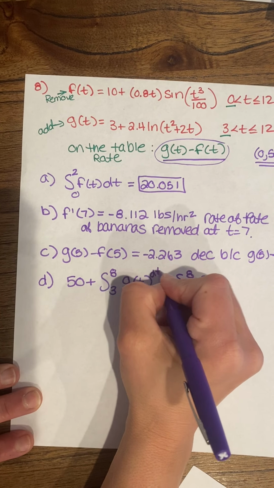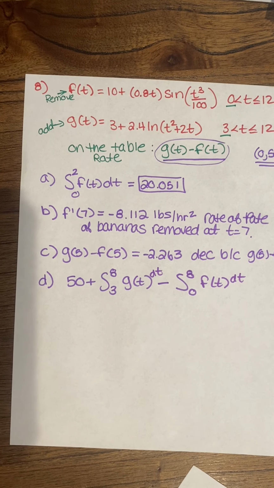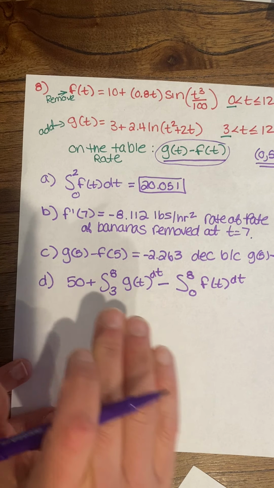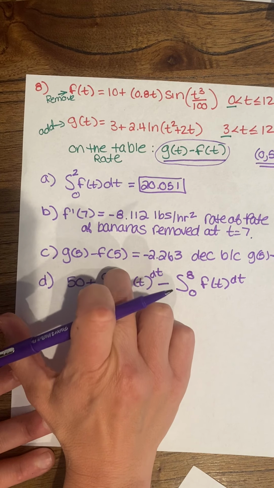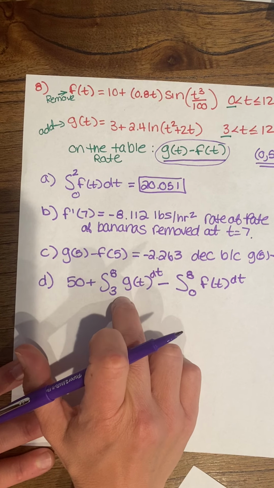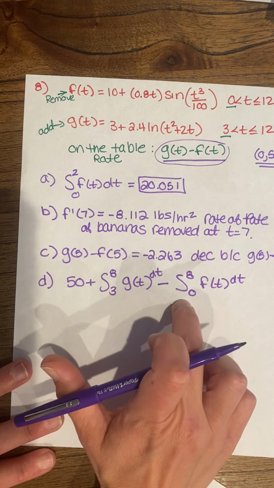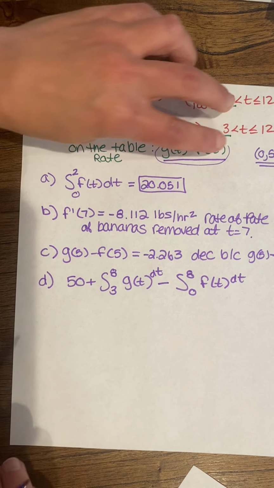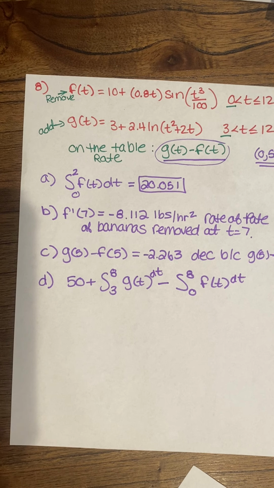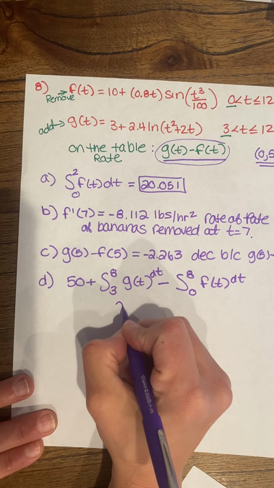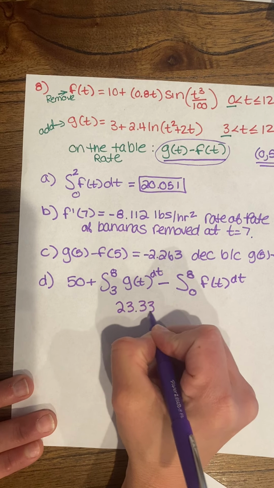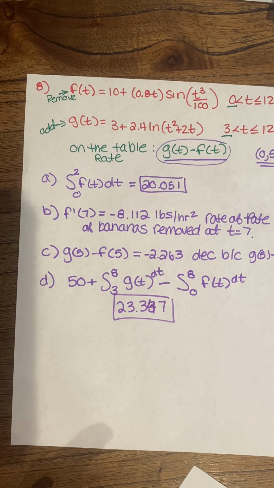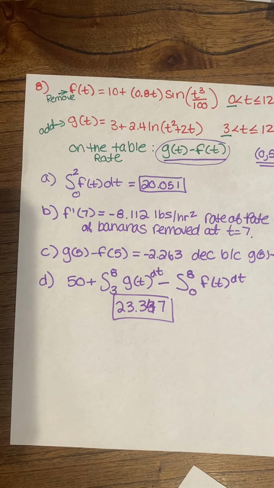Again, I've got to throw in my dt's here. This is just a matter of typing it into the calculator. So I start with my 50, I add bananas from time = 3 to time = 8. So I'm only integrating the adding equation, and then I subtract the bananas from 0 to 8. I have to do it a little bit differently only because they have two different starting times where the integration begins. Again, I just plug it into my calculator. I get 23.347, okay?